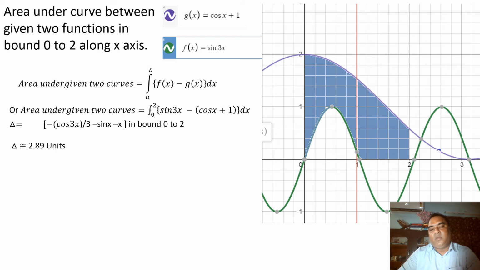Now for 10 plus 2 students, they need not worry about finding at what points these two equations intersect each other, because trigonometric functions and curves may intersect each other at infinitely many points, and so you will be given a bound to compute the area.